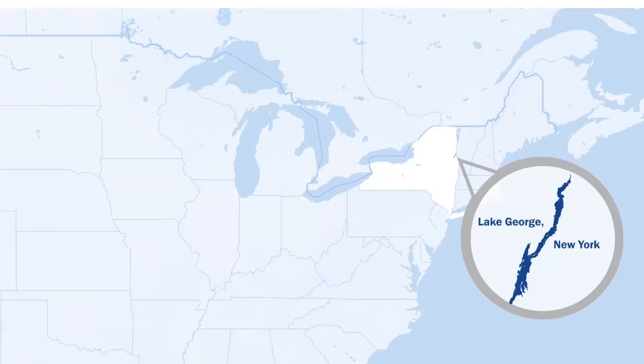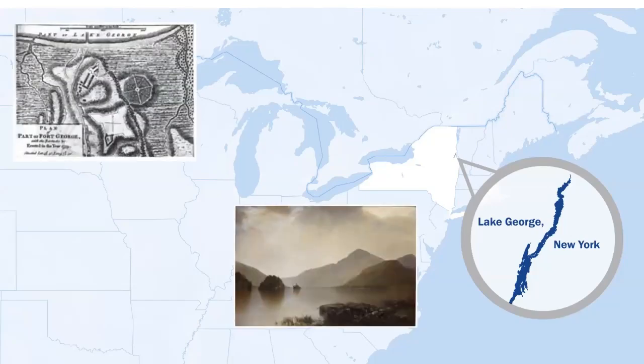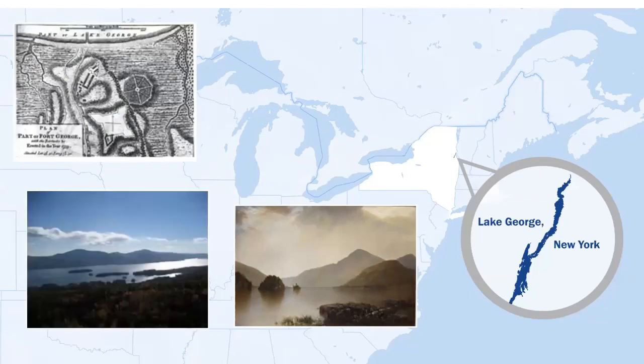It is the largest lake in the Adirondack Park, 32 miles long. Very pristine waters, known for the early battles of the Revolution. In the 1800s, it had the famous cultural schools, landscape painting. Right now, it's a huge tourist destination.